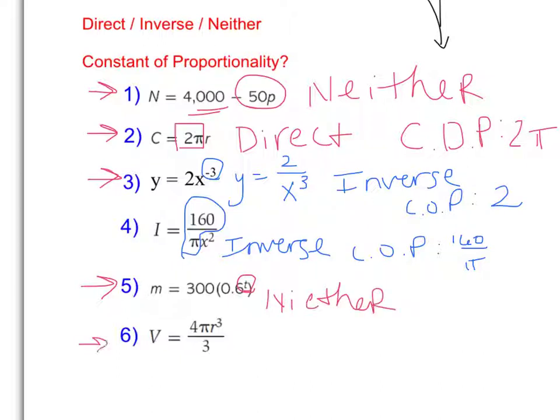The last one, I see a fraction, but you have to look at where the variable is. The variable is r to the third. It's in the numerator. This is therefore a direct relationship. The constant of proportionality is everything that comes in front of the r. So it's 4 pi over 3. And we would say as a sentence, V is directly proportional to the cube of r with constant of proportionality 4 pi over 3.